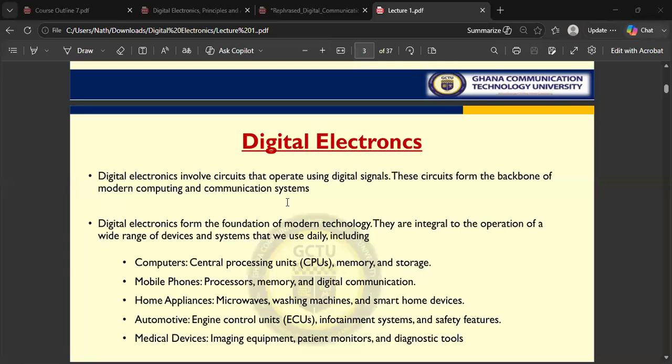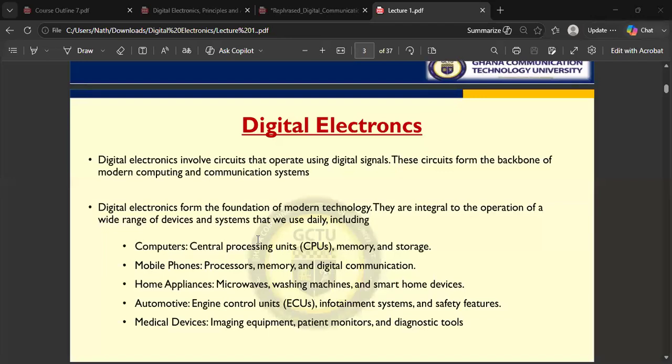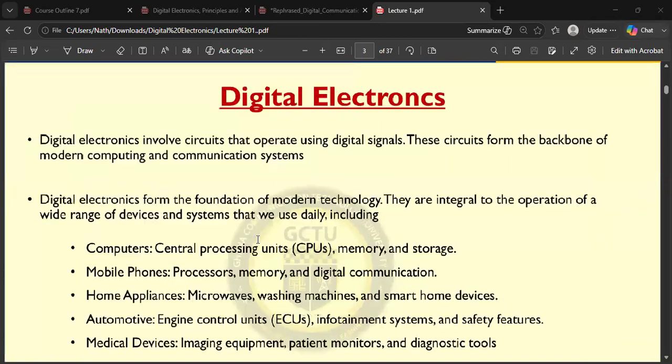Right. So basically, digital electronics involves circuits that operate using digital signals. A digital signal is a signal that has a discrete time interval and then discrete amplitude. When you say discrete, it means it has a constant interval. So we'll be looking at the representation of digital signals and then the representation of analog signals.